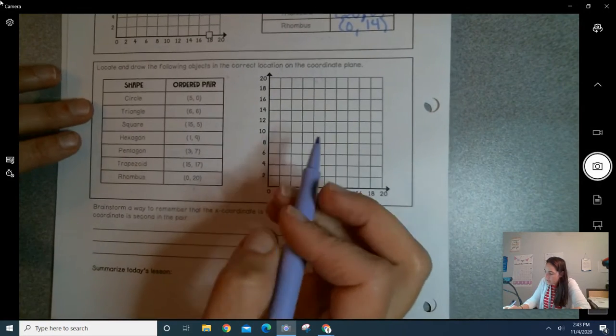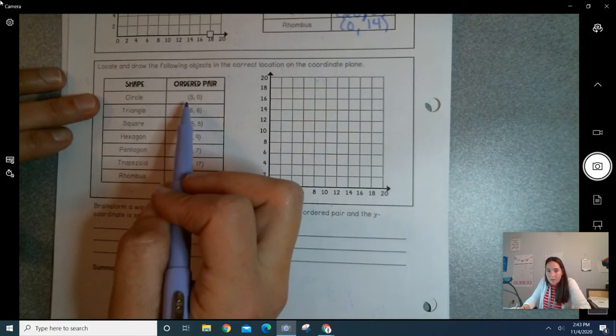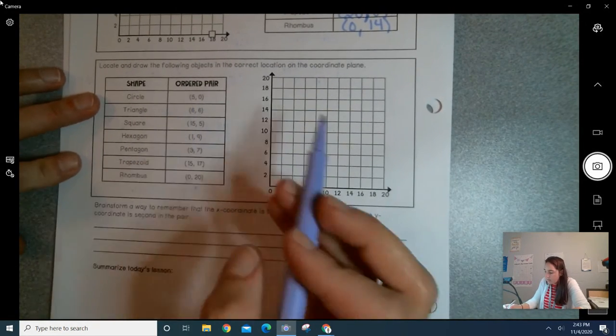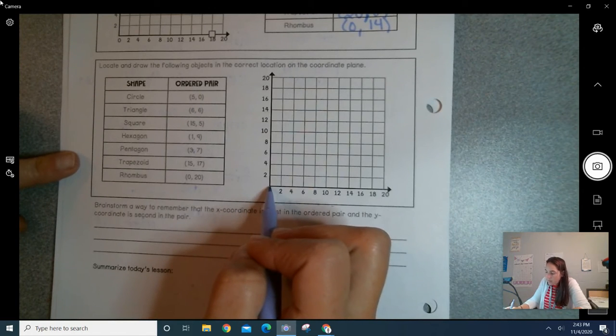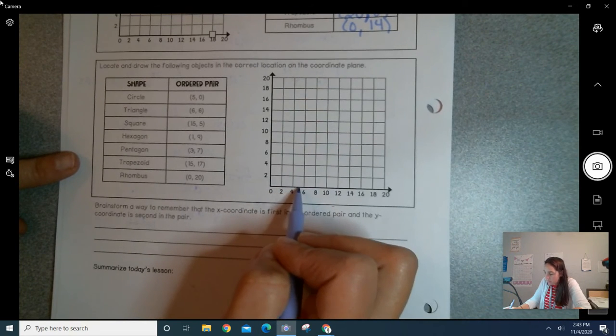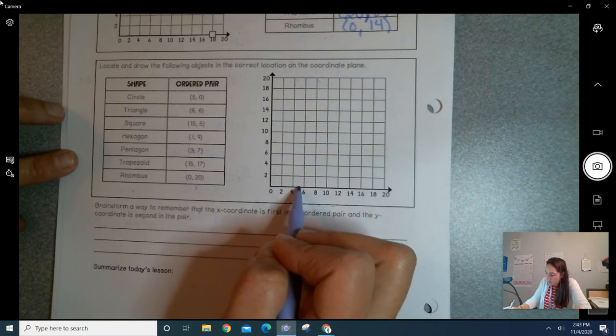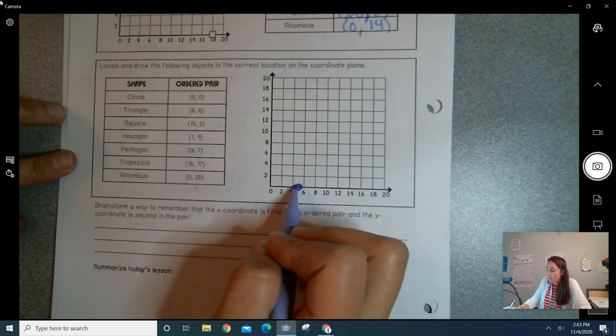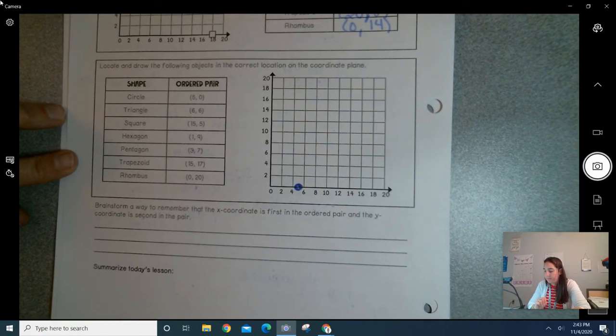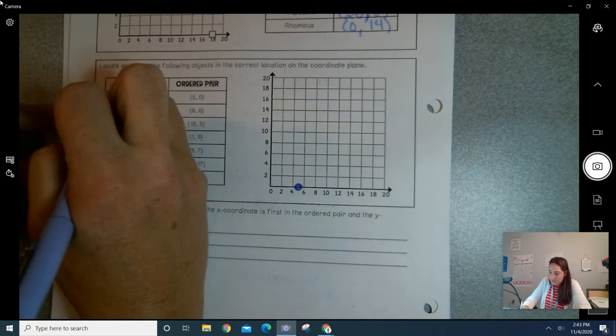All right, so let's do the circle. The circle should be at 5, 0. So remember, I start at the point 0, 0, or at the origin, and my first movement is going to be horizontal. So I'm going to go to 5 horizontally, and then my vertical movement is going to be 0. So I don't move up at all. So this is where my circle should go. I should put a circle right there. I'm just going to check off that I did that.